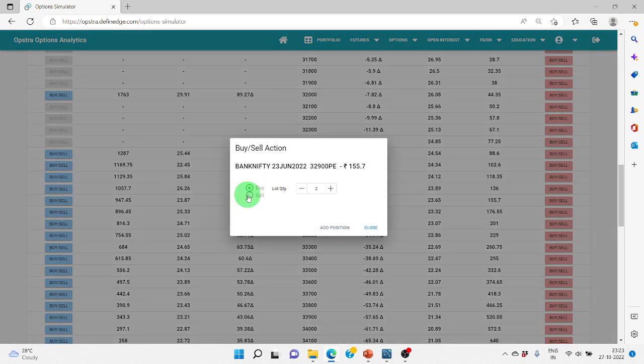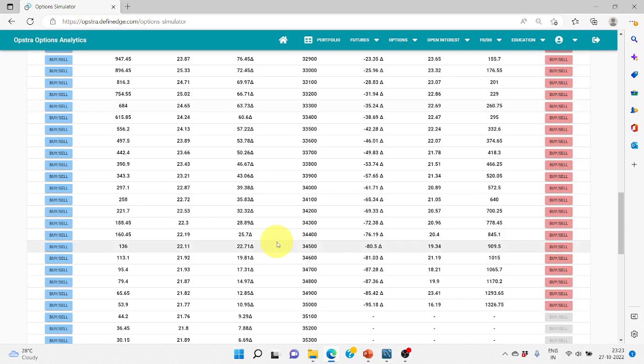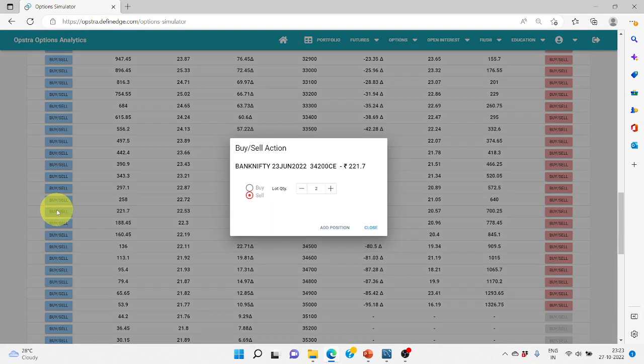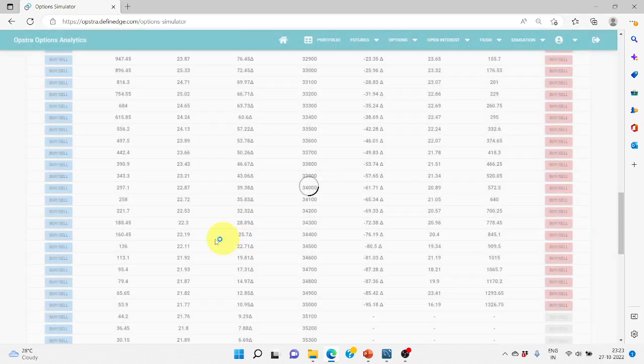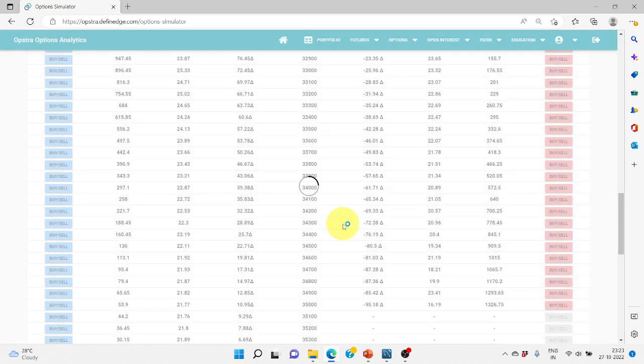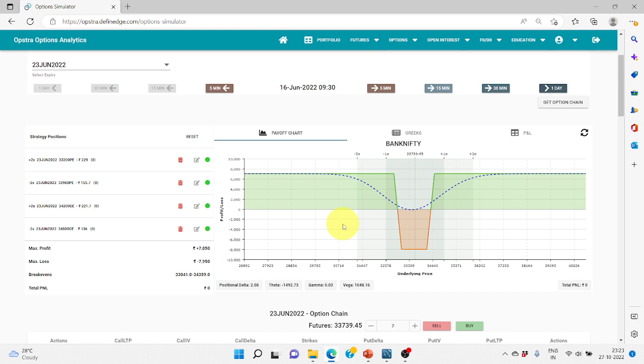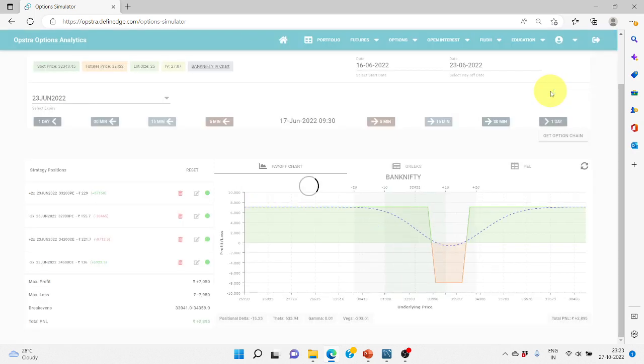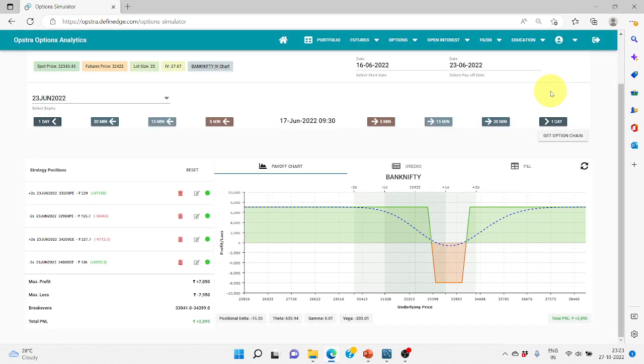32,900 will be selling two lots. 34,200 will be buying two lots. 34,500 will be selling two lots. Now the next day we can see the market has gone bearish and we are in the profitable zone. This is what I meant by profitable zone in the previous few minutes. So this is what I am saying.